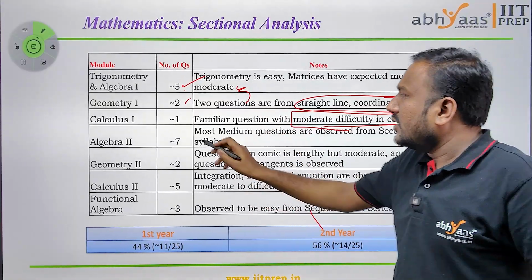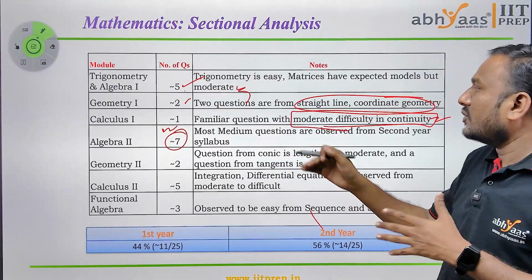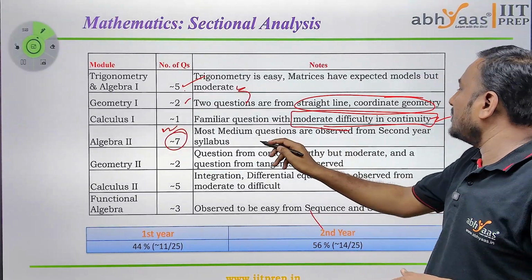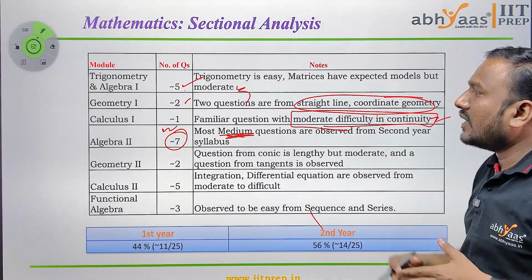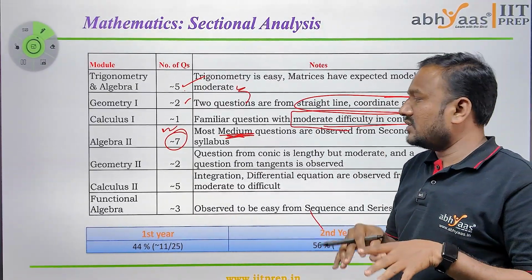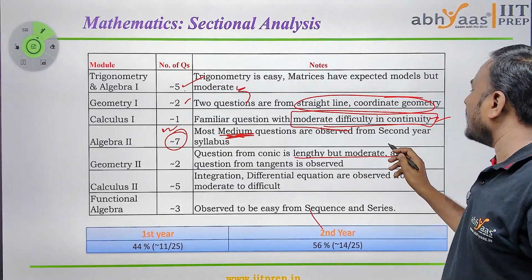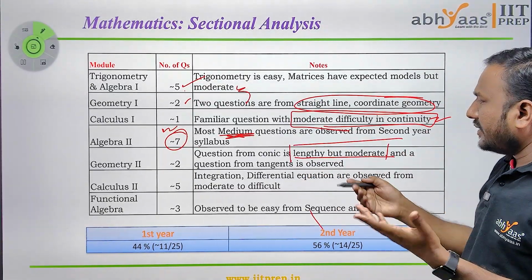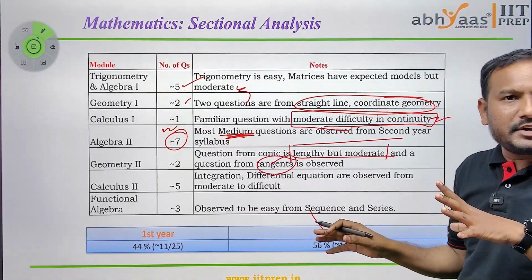And algebra, 7 questions we have seen. This is where they have focused a little bit more. Most medium questions were observed from the second year syllabus. Here medium type of questions we have observed in the algebra part. And in the geometry part, lengthy but moderate questions we have seen, and tangents type of questions are observed in the geometry part.